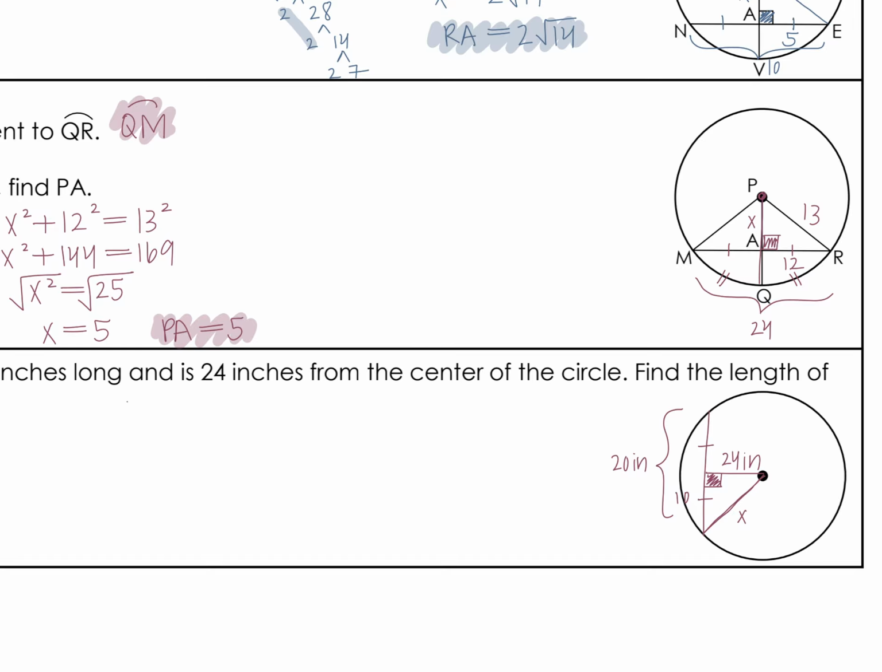to find my X. So we'll have 10 squared plus 24 squared is equal to X squared. When we square everything, we're going to get 100 plus 576 is equal to that X squared. And when you add those two together, you should get 676. And we want to take the square root of that.